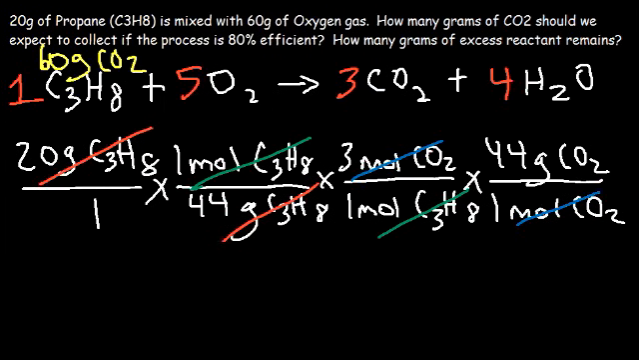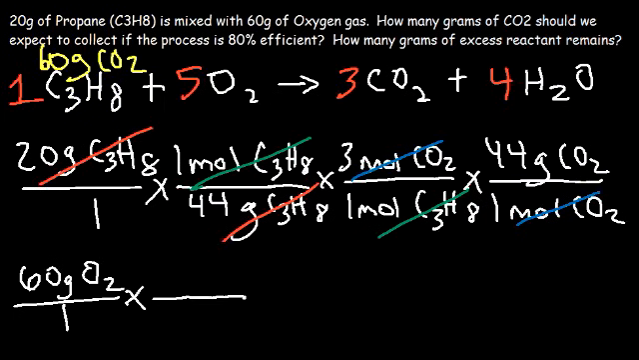Now let's start with the 60 grams of oxygen gas. Let's see how many grams of CO2 can be produced if all of the 60 grams of oxygen gas reacts. So let's convert it to moles. The molar mass for O2 is going to be 16 times 2, which is 32. So there's 32 grams per 1 mole.